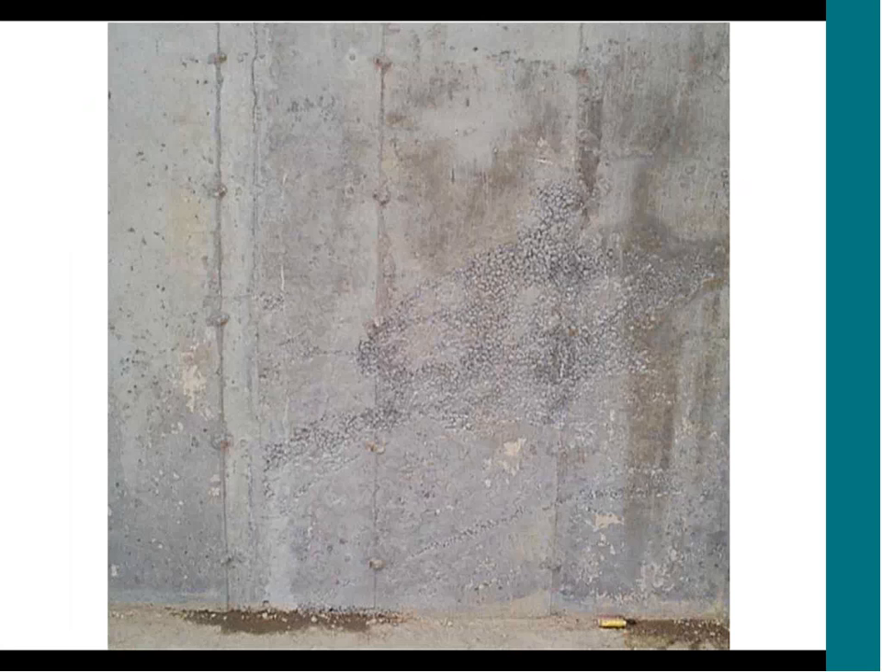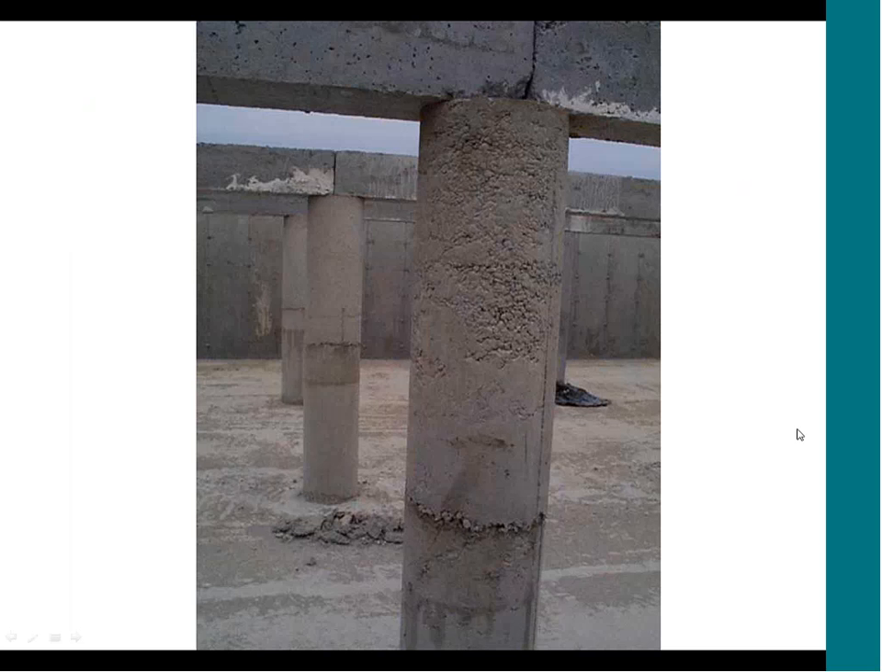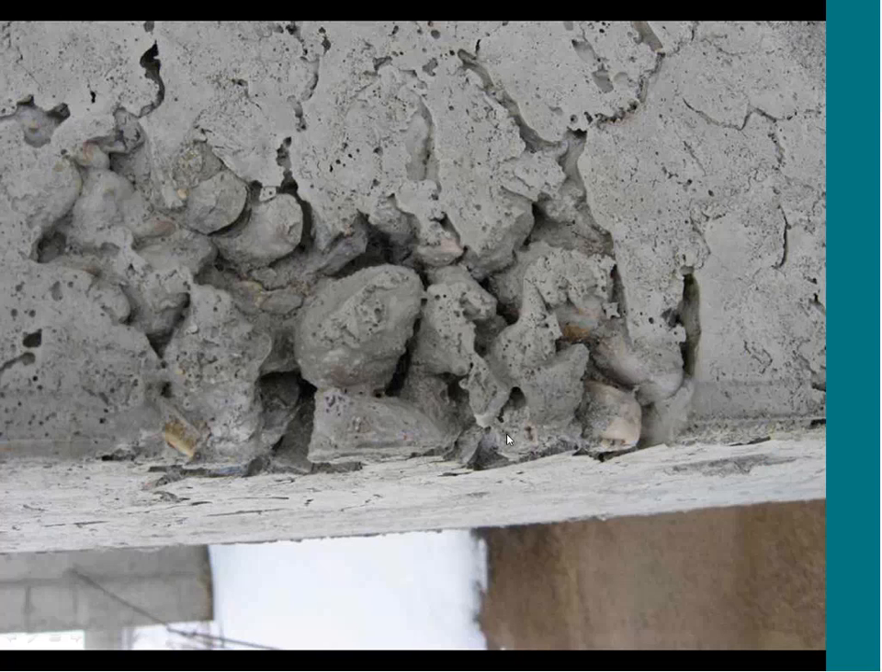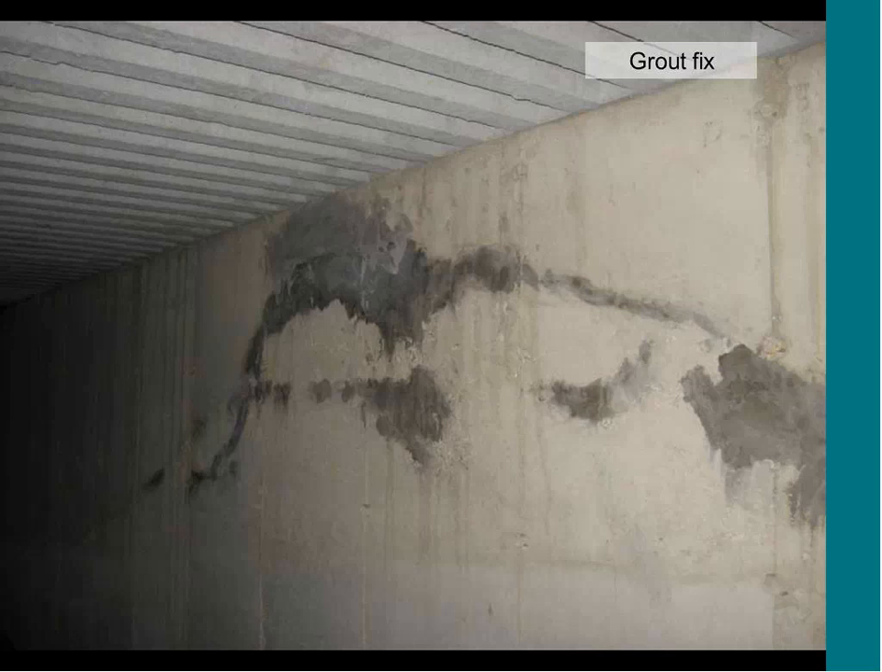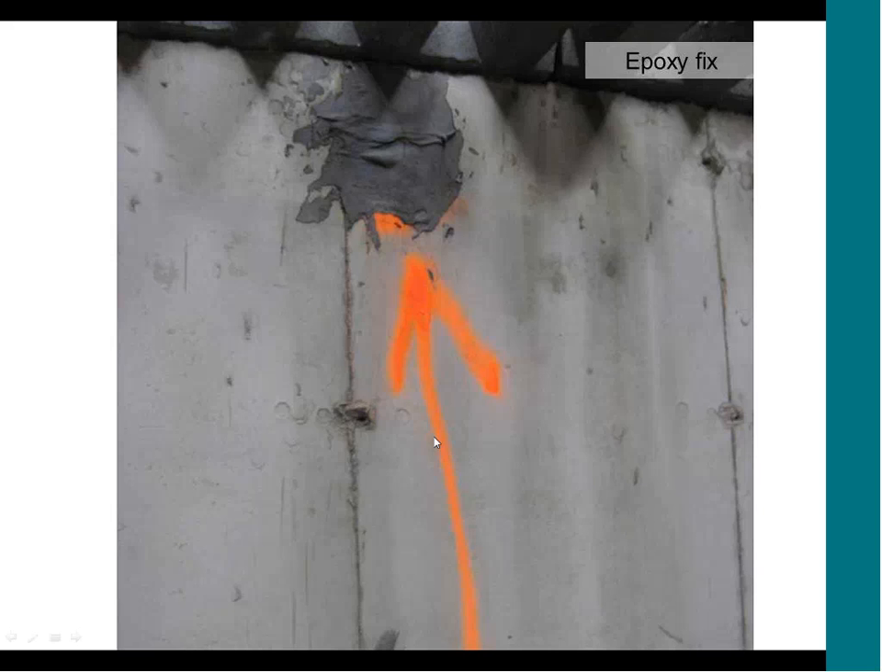Here's a nice picture of honeycombing. Honeycombing in columns. It doesn't just happen on the wall or the floor. This is at the junction where we see it a lot of times. If you're going to see honeycombing, it's going to be where that joint is between the floor and the wall. Here are some pictures of a grout fix and an epoxy fix.